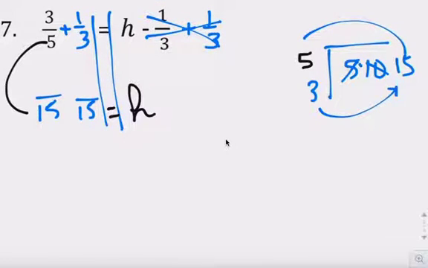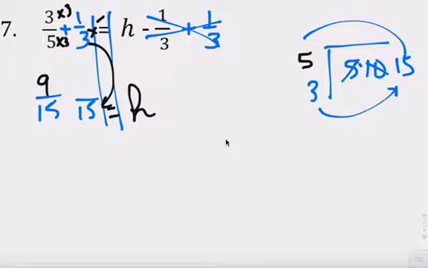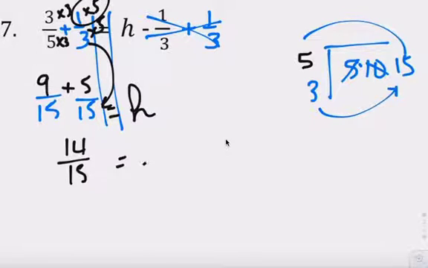5 times what makes 15? 5 times 3. Times 3 makes it 9. 3 times what makes 15? Times 5. Times 5 makes it 5. Add them together. Get 14 over 15 is h.